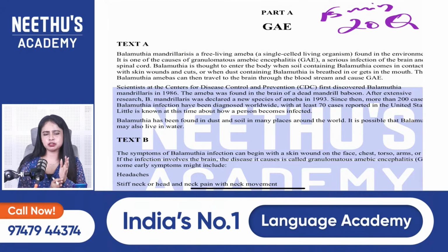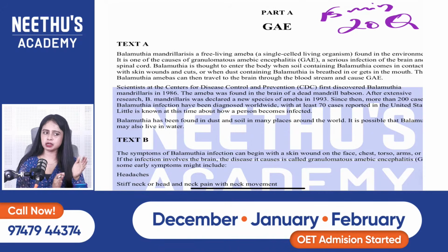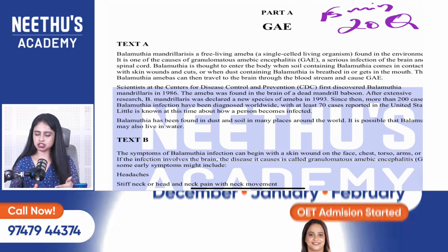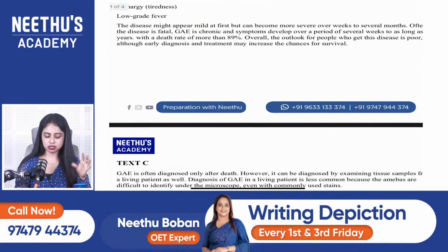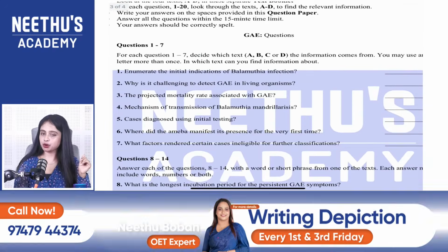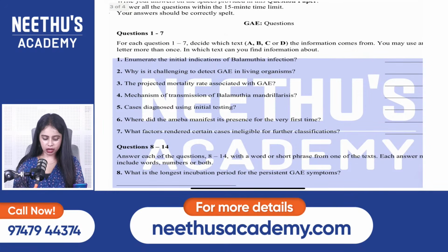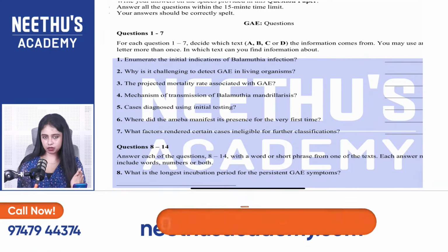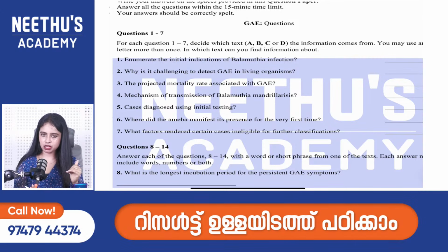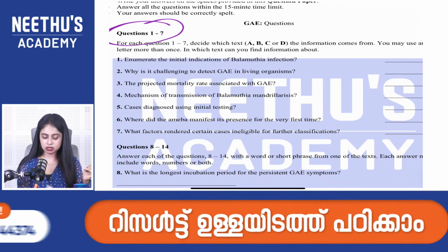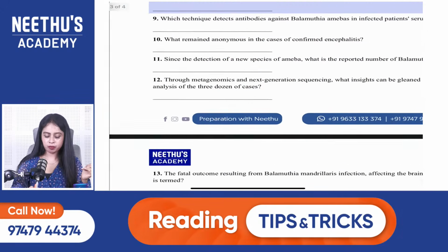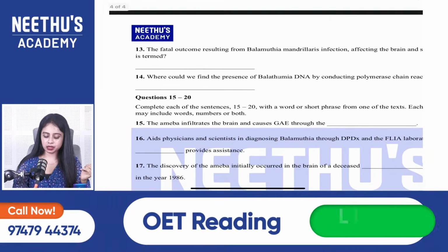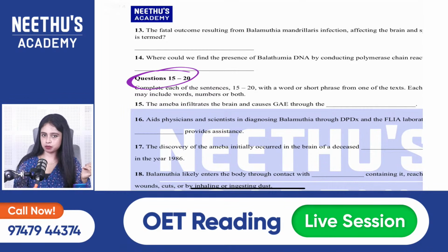But these 20 questions don't look like one stretch of questions. They can be divided into 3 different sections. The first 7 questions can be called match the following questions, the 8 to 14 set of questions can be called short answer questions, and the rest, 15 to 20, can be called what? Fill in the blanks.